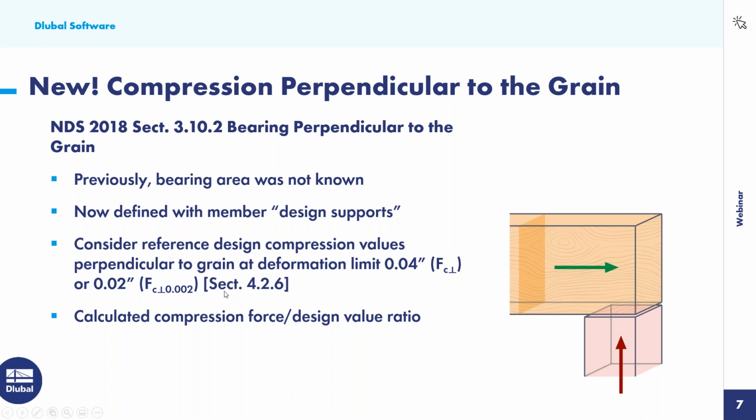So definitely refer to the NDS, which might make a little bit more sense, section 4.2.6 on exactly what these settings are. But ultimately, we are going to give you this check now in the NDS design results, and we will calculate the compression force. Remember, that's that red force here to the design value ratio that the member can handle.